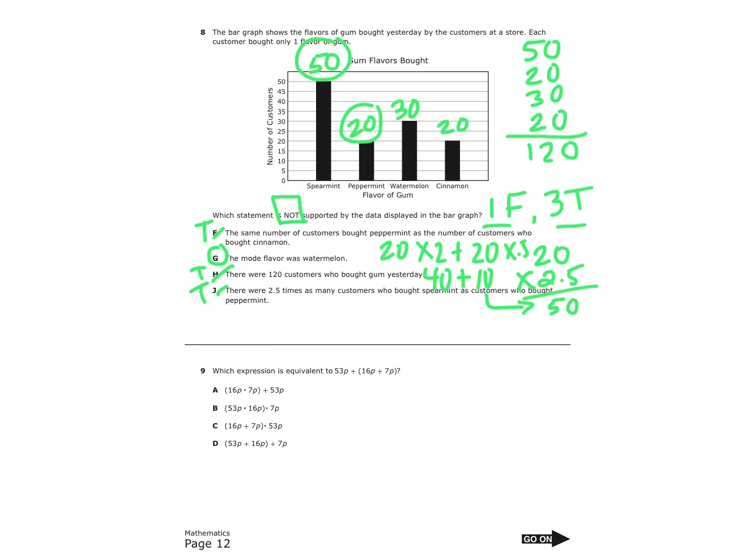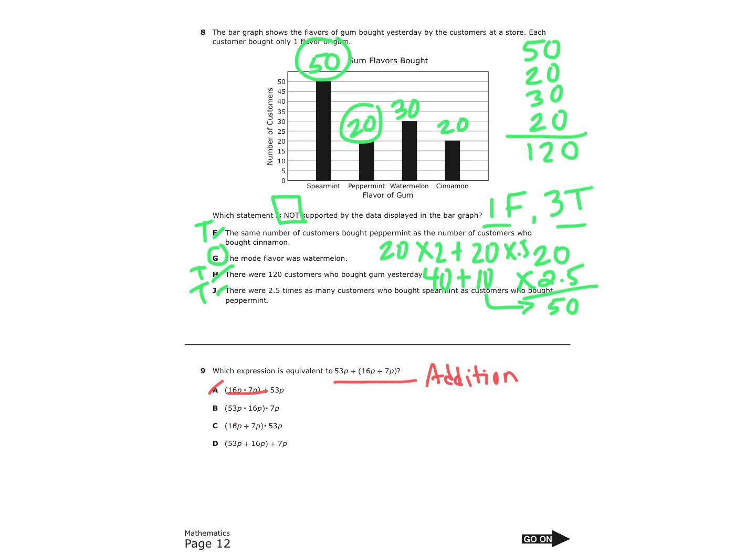Okay, we're looking at number 9 now. Which expression is equivalent to 53p plus 16p plus 7p? So we're adding these up. So you're going to add 53p, but they're not asking for an answer where you would actually add 53 plus 16 plus 7. Now, you notice that here you have all addition. You have a plus and a plus. There is no multiplication. So in your answer choices, 16p times 7p plus 53p, that is not correct. That doesn't make sense because you're multiplying 16p with the 7p.